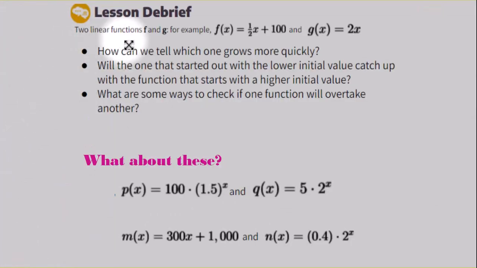All right, lesson debrief. We have two linear functions. For example, f of x equals 1/2 x plus 100, and g of x equals 2 times x. How can we tell which one grows more quickly? Will the one that started out with the lower initial value catch up with the function that starts out with the higher initial value? Not necessarily, so really rely on Desmos to graph it, especially if you're not used to looking at just the formula, and then compare.